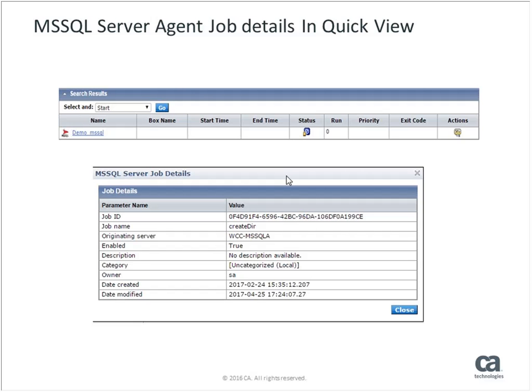So these are the job details for the SQL Server Agent job in QuickView. So you can see that this is static information or the runtime information. Essentially, it contains what is the job ID for the job, what is the job name, and other details that are of interest from the SQL Server standpoint.